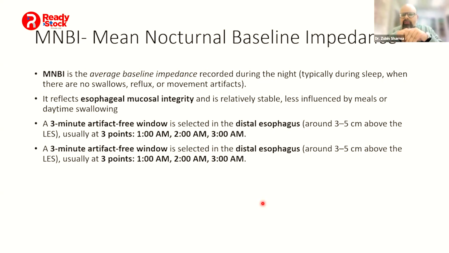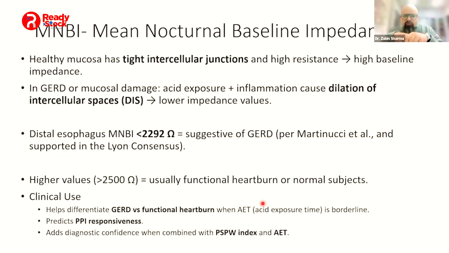If you find a low MNBI, your possibility is that it's an erosive esophagitis rather than a non-erosive one. So it takes a 3-minute artifact-free window around midnight, and that is used to calculate it. There's a formula for it. How does it actually correlate?